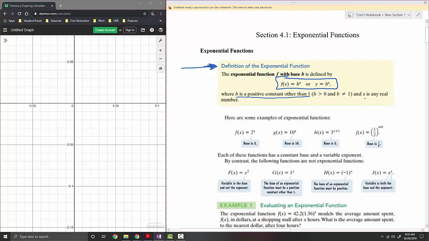And then we're told that x is any real number, so x is our input into the function. In other words, we're going to have some number raised to x, is essentially what the function looks like, like y equals b raised to x, where b is just some constant number.